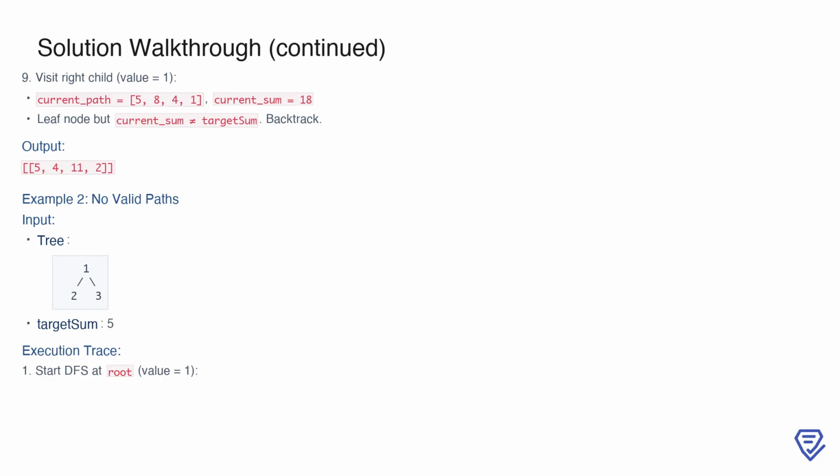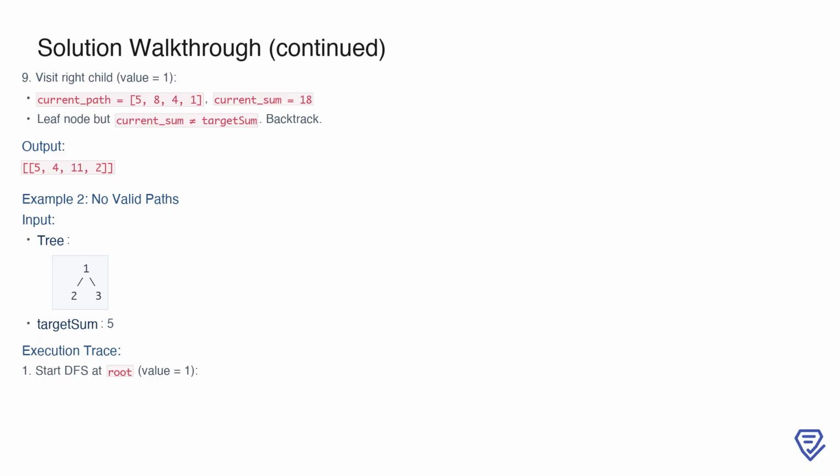Now, from the node with value 4, we explore its right child, which has a value of 1. This gives us the path 5, 8, 4, 1, with a cumulative sum of 18. Since this is a leaf node and the sum does not match the target, we backtrack completely. At this point, the traversal of the initial tree is complete, and the only valid path that meets the target sum of 22 is 5, 4, 11, 2.